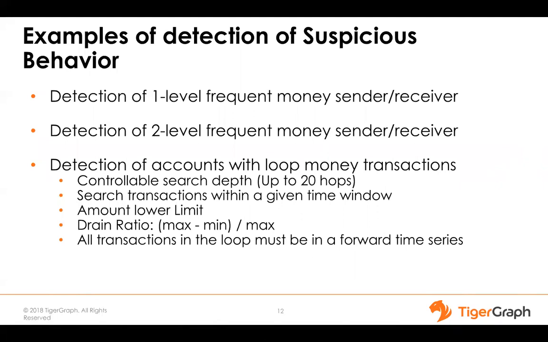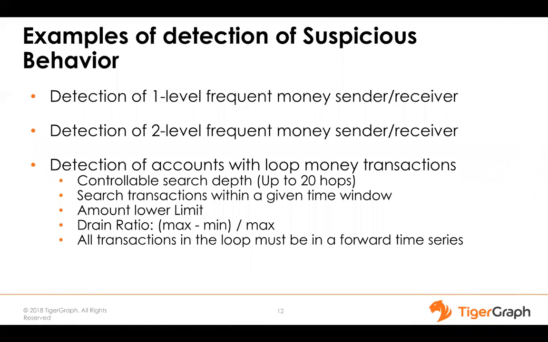Also, we need a time window. We give a limited time window, and we want to look at whether there's a loop transaction within this time window. So we must give a time window as a restriction. Another is you can limit the money involved, giving a lower limit on the money in this loop. And another thing is a drain ratio. Drain ratio is defined as the maximal money amount involved in this loop minus the minimal money amount involved, divided by the maximal, so that it gives a percentage of how the money fluctuates along your loop.